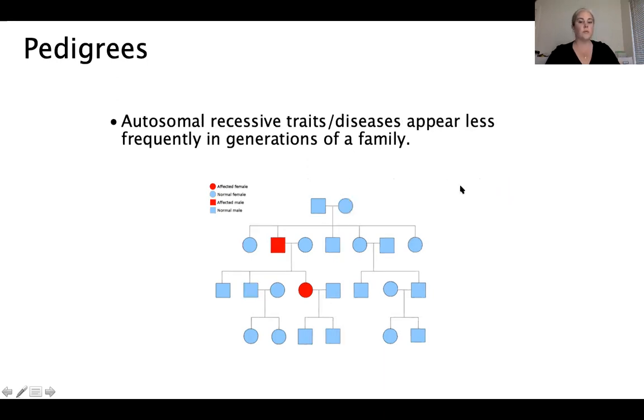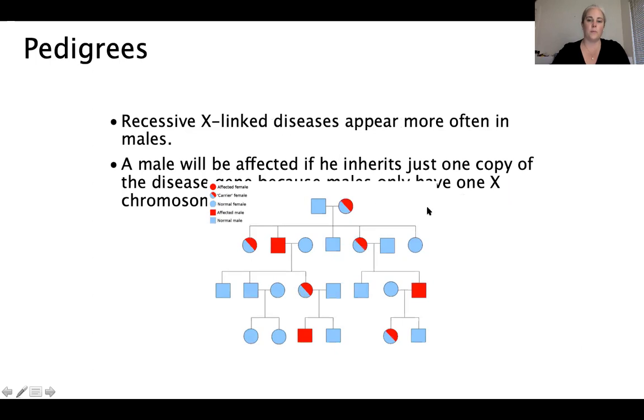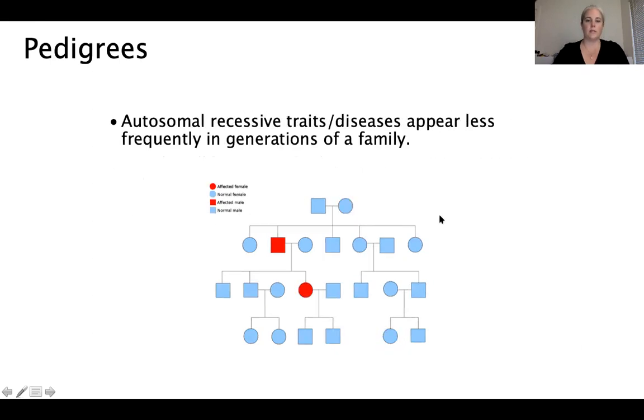Okay, autosomal recessive is going to appear less frequently, and really where it's going to pop up is if you see two unaffected parents that have a child who is affected. Okay. What is happening here is that both of these parents must be heterozygous.